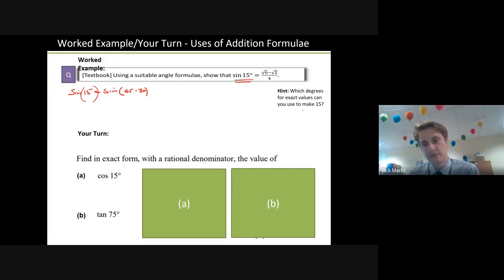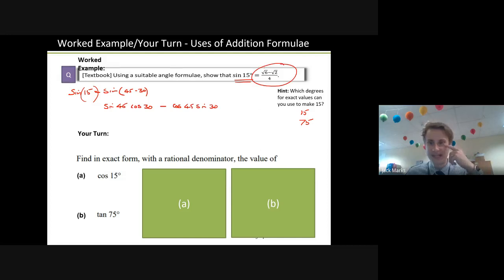Well, if I see numbers like 15 or 75, I'm thinking they're connected to 30 and 45. Why? Because these are exact values that we need to know. And the topic is about addition and subtraction. So this is a subtraction, isn't it? And the rule for a subtraction is what? Sine of the first one, cos of the second one. Sine copies the same sign again. So that must be cos of 45, sine of 30.